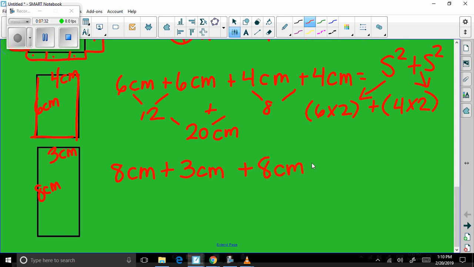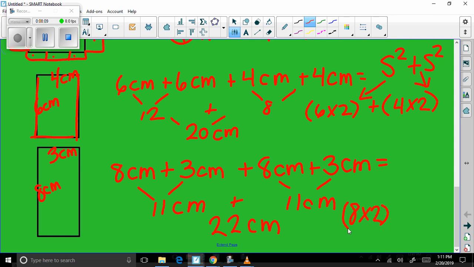So I'm doing this a little bit differently this time because it doesn't matter what order you add the numbers in. And if you can remember what property that is, I'll give you bonus points when you come to school. If you can tell me what property that is that says I can switch the numbers around when I'm adding because I will still get the same sum. So 8 plus 3 is 11 centimeters plus 8 plus 3, which is 11 centimeters. And if I add it together, I get 22 centimeters. Again, I can do 8 times 2 because there's 2 sides that equal 8 plus 3 times 2, and I know that's 16 plus 6, which gets me 22 centimeters.